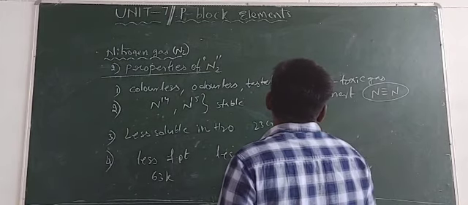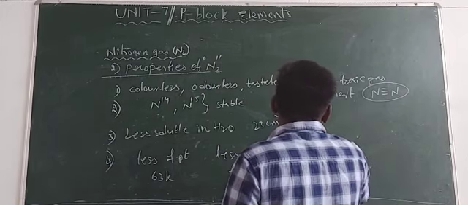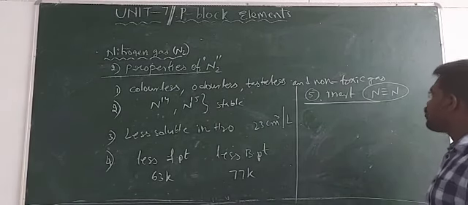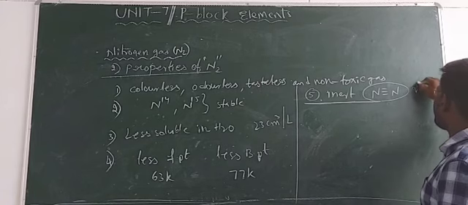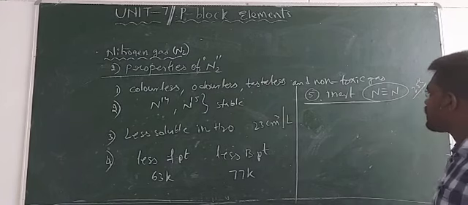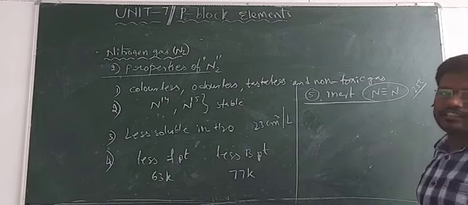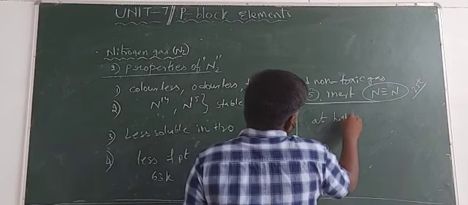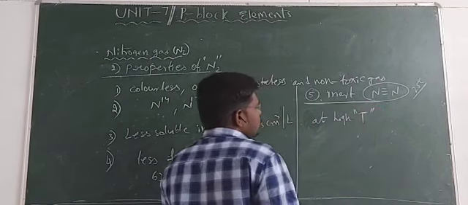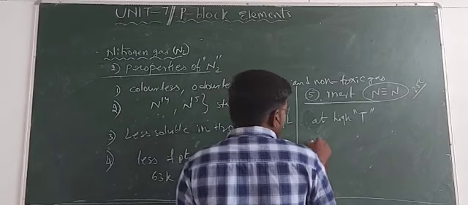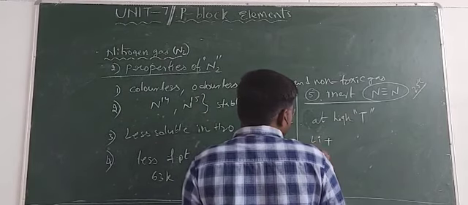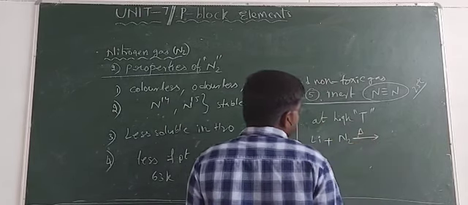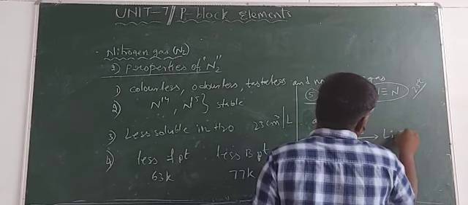And sixth one is nitrogen, this one is inert at room temperature. At room temperature, you know that 25 degrees centigrade, which is known as the room temperature, this is inert in nature. But at high temperature, nitrogen reacts with metals like lithium. So lithium, when it is treated with nitrogen gas at high temperature, then we will get lithium nitride, Li3N.